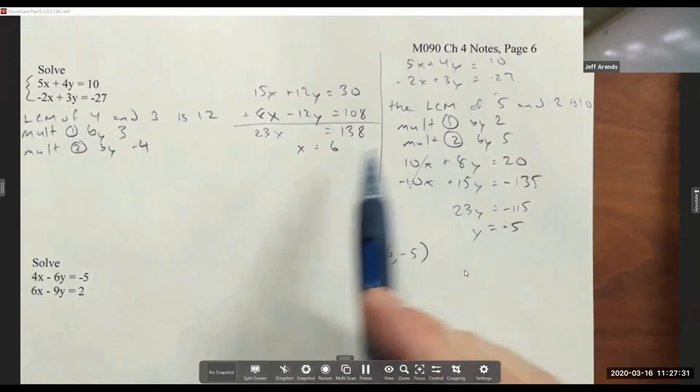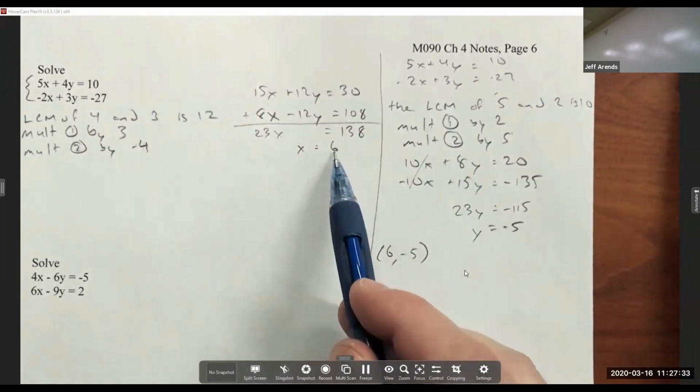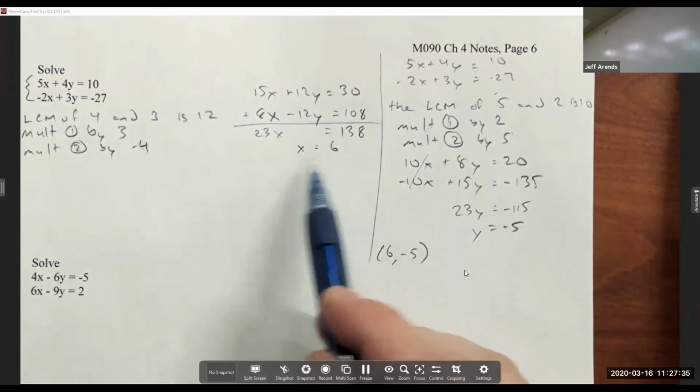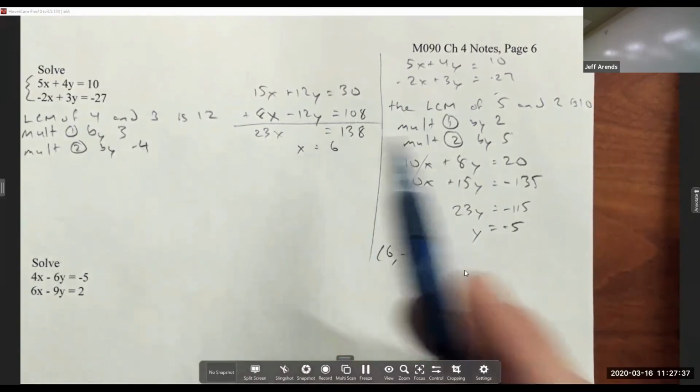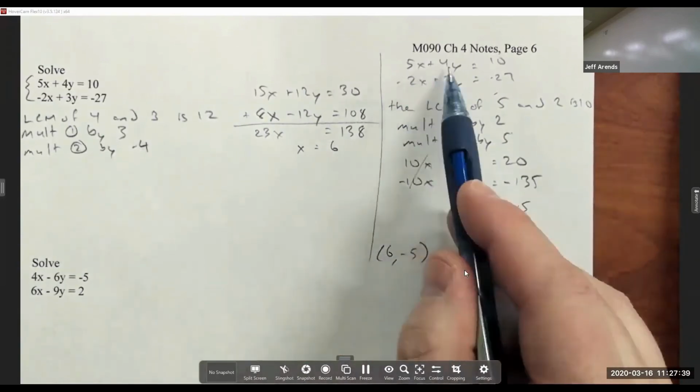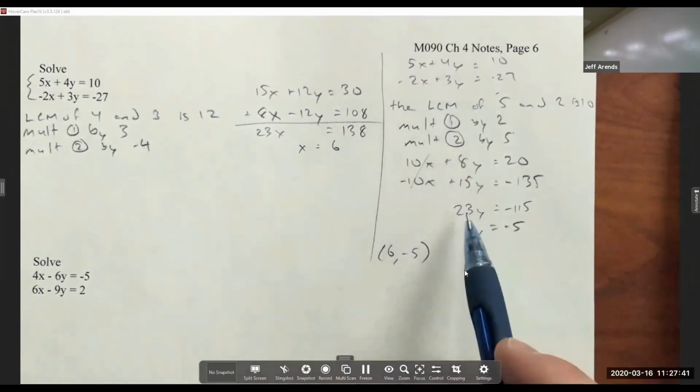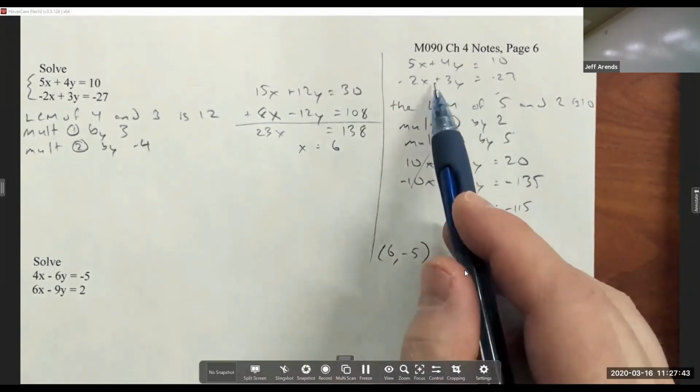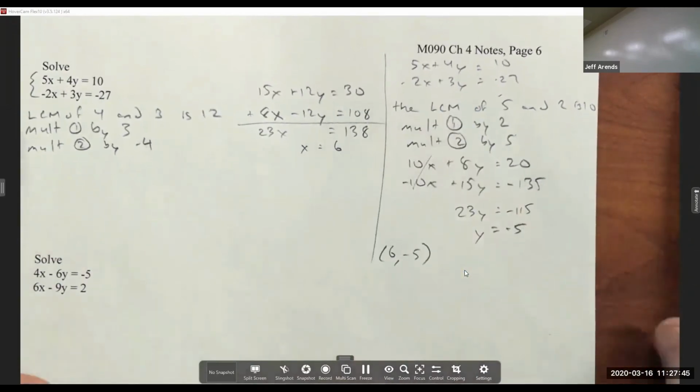This is a handy thing to do. Like I said, if you end up with a fractional coordinate for whatever you find first, and you don't want to plug that into an equation and work with fractions, you can just do that first part again, but for the other variable.